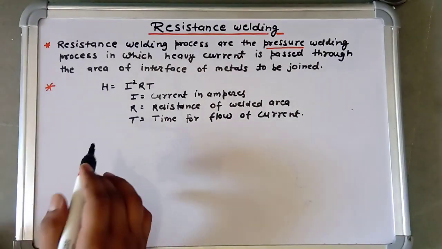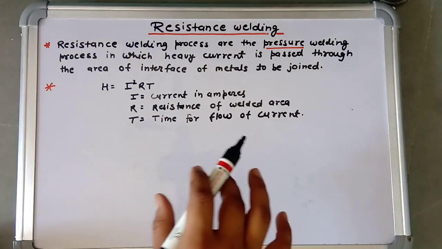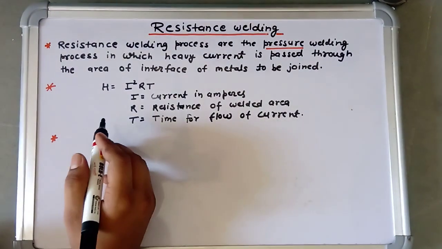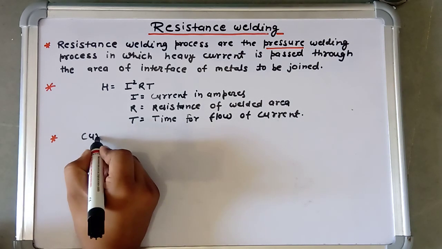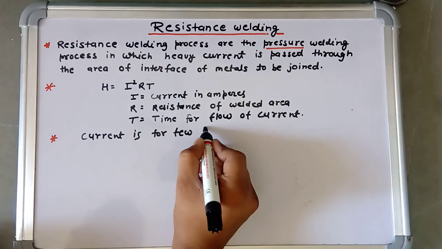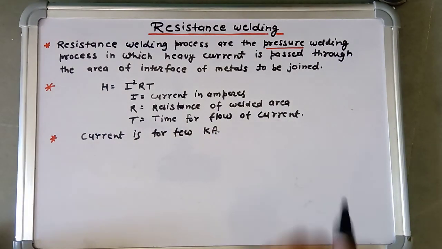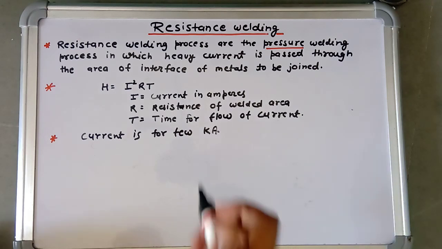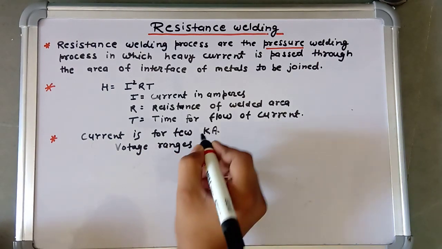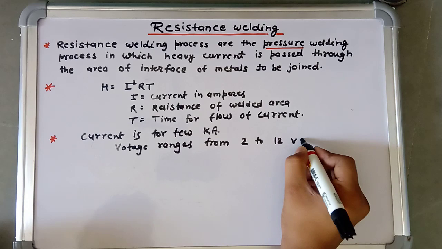Now we will discuss how much current and what voltage is provided in resistance welding. In resistance welding the current is provided in the range of a few kiloamperes, and the voltage ranges from 2 to 12 volts.